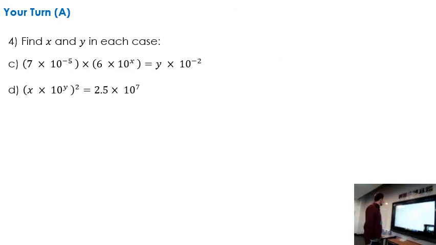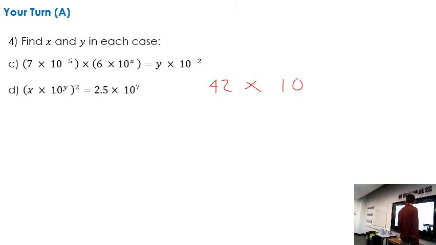Okay, C, what do we want? Okay, so we have to be careful here. So let's have a look at this. So we've got 7 times 6 is, what's that? I think it was 42. And we've got 10. Let's add the powers. So negative 5 plus x.